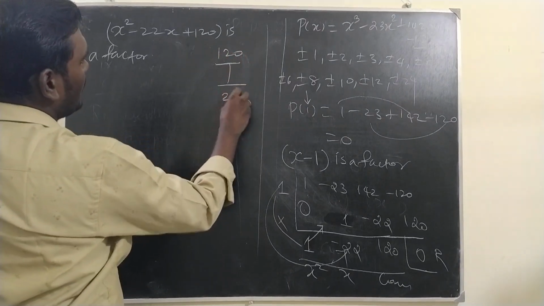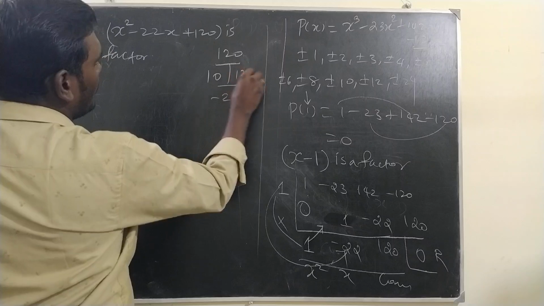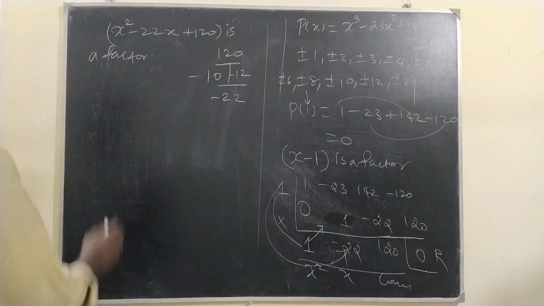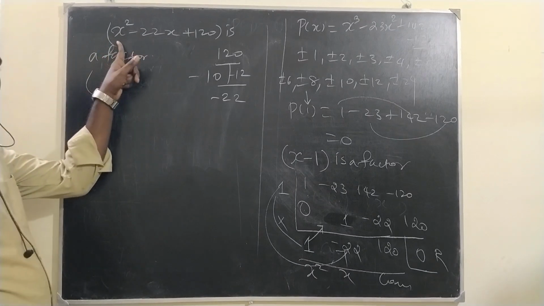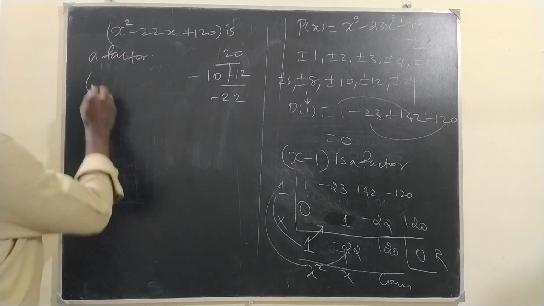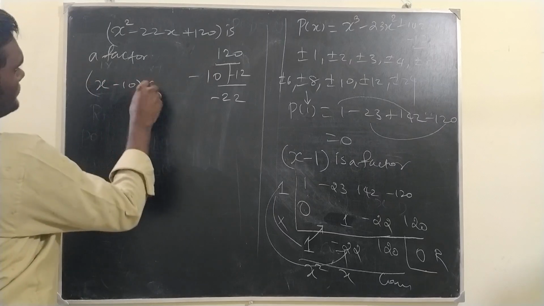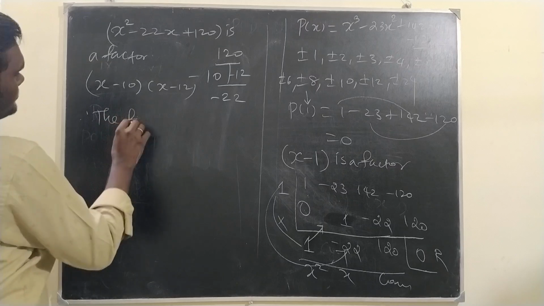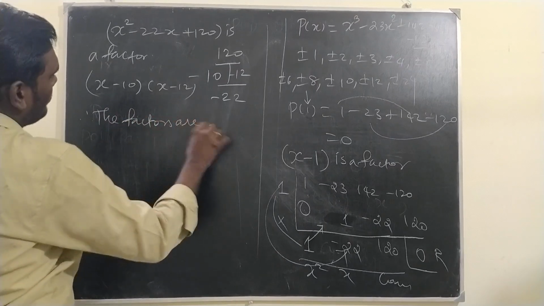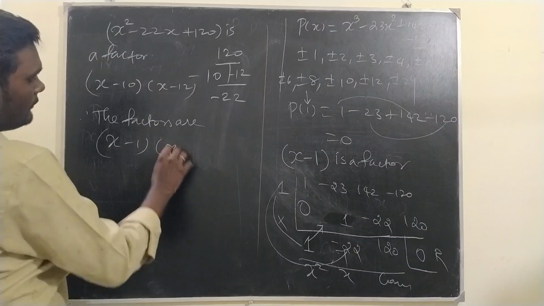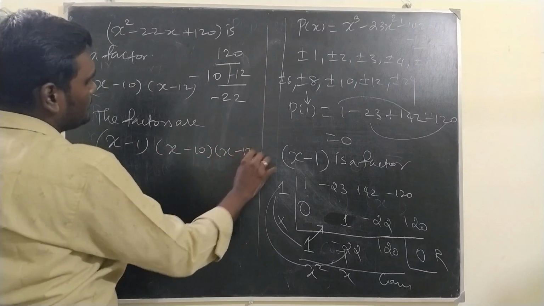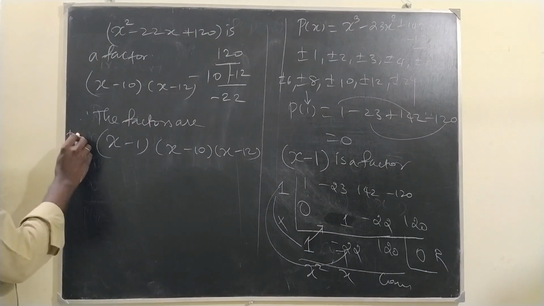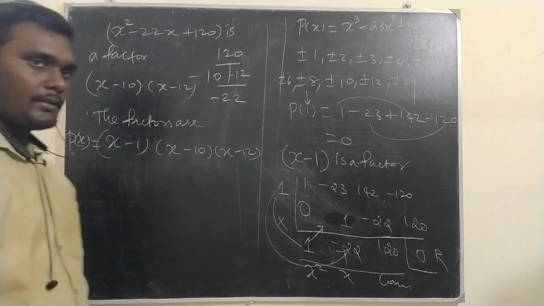By multiplication 120, addition minus 22, it is 10 and 12, both negative. Then directly, when you have leading coefficient 1, you can write x minus 10 and x minus 12. So the factors are x minus 1, which we found initially, x minus 10 and x minus 12. These are all the factors. Got it? That is equal to P of x, the given equation.